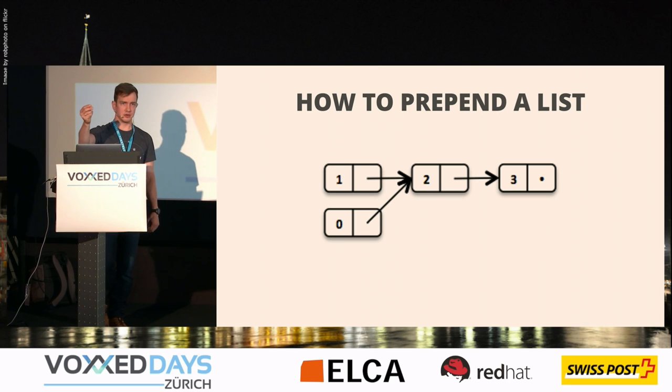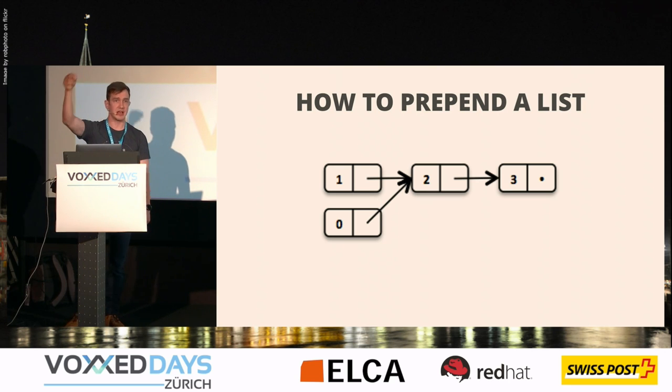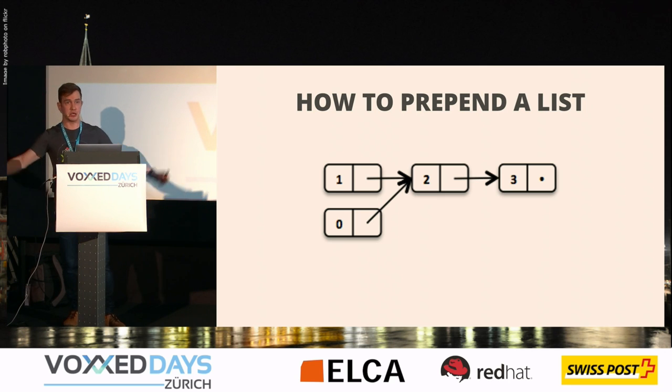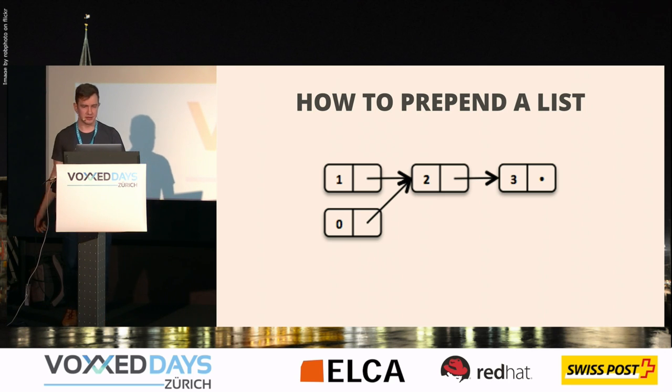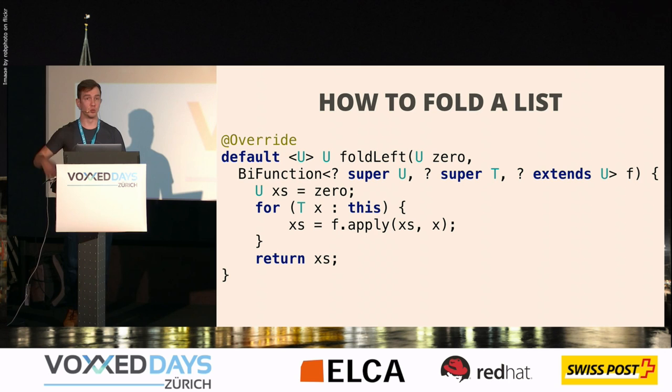Is it persistent? Yes, because we always preserve the access to the previous. If somebody had the reference to the old list, it never changes. So they can still use that. Can we do more operations on that list? For example, can we fold the list?